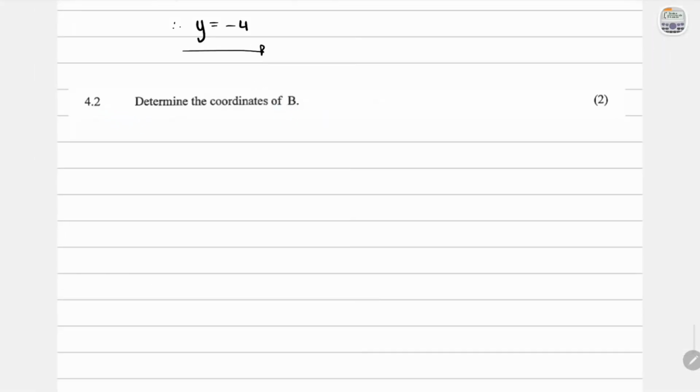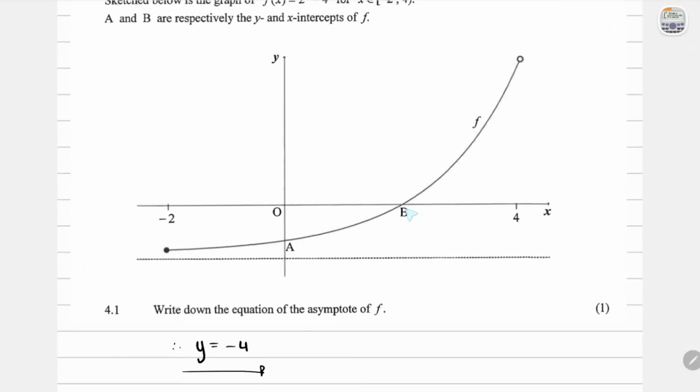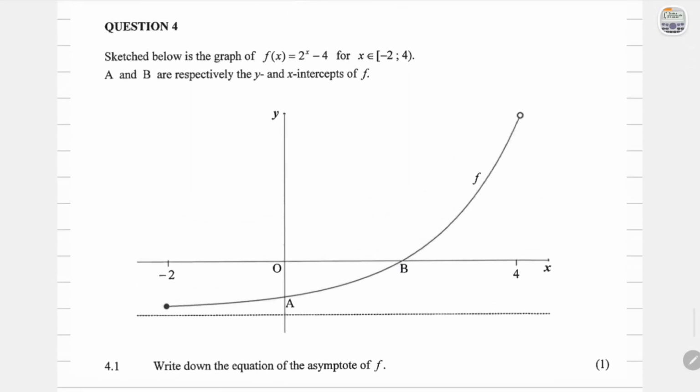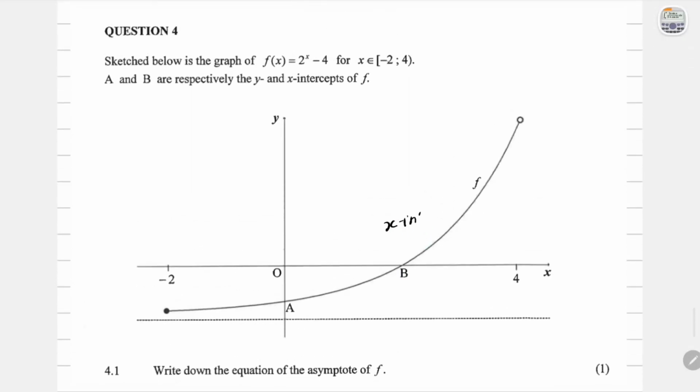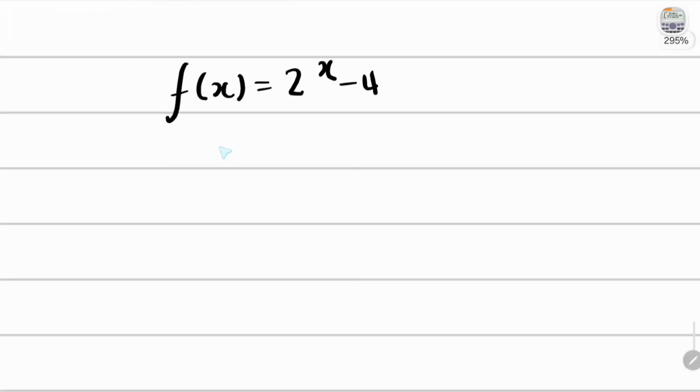Question 4.2 says, determine the coordinates of B. We can see that B is the point where the graph intersects the x-axis. So this is an x-intercept. So at the x-intercept, we know that the y value is equal to 0. So that's what we're going to do. Take our graph, the equation, and make y equal to 0. Okay, so making y equal to 0, 0 equals 2 to the power of x minus 4. And then we can take that 4 over to make it positive. And we have 2 to the power of x.